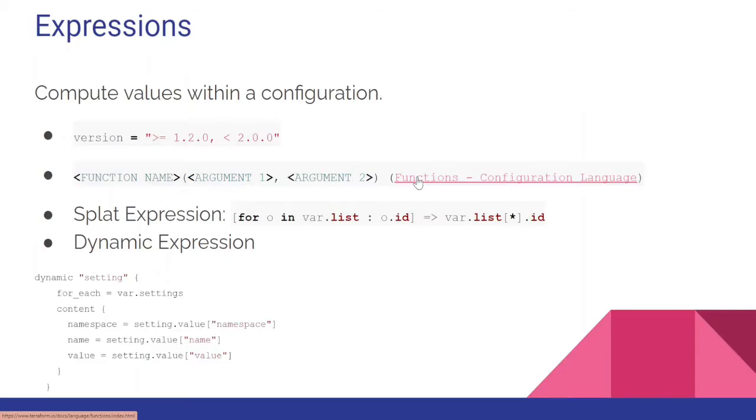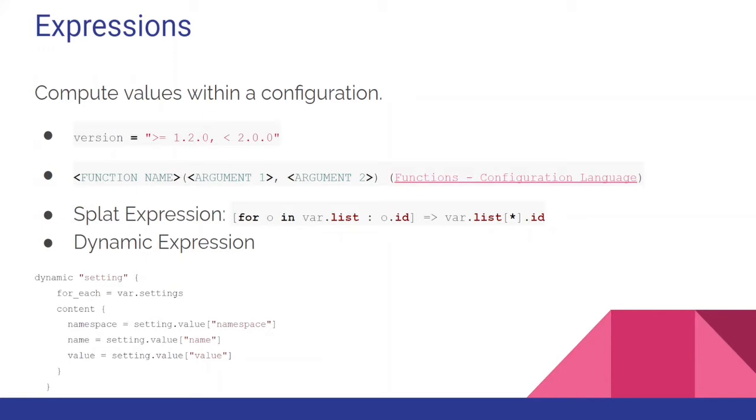What are expressions? They compute values within a configuration. When I say within a configuration, it means you are trying to create some resources, but the resources are going to have some kind of dynamic data, probably. Like you are expecting some input variable, you are relying on some function, and you expect that computation to have some kind of end result, and that end result will decide whether to create the object with that information or not.